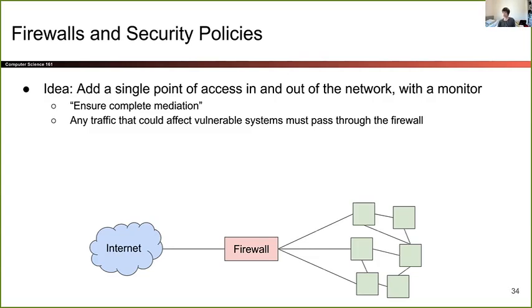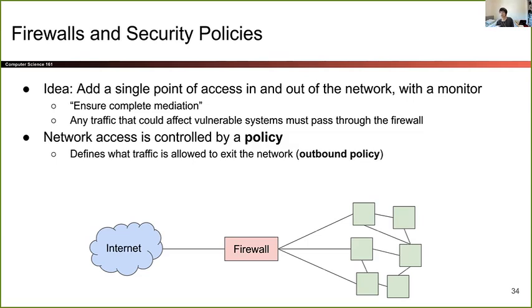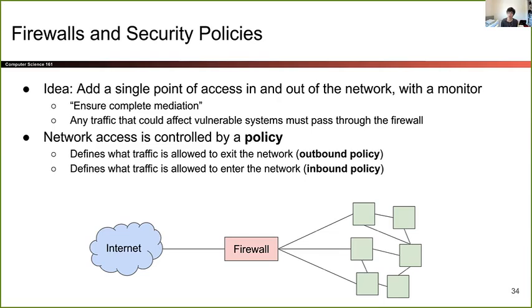All right, how do we define what this firewall does? Well, we say it's controlled by some sort of security policy or just a policy. We say, okay, what traffic is allowed to exit the network? So we have a bunch of secure computers here. What are they allowed to connect to in the outside world? We also have to say what data from the outside world is allowed to enter our network. So sometimes we want to connect to the outside world. Sometimes the outside world wants to connect to us, and we have to define exactly what is allowed and what isn't. This is called our inbound policy. And what's going out of the network is our outbound policy.